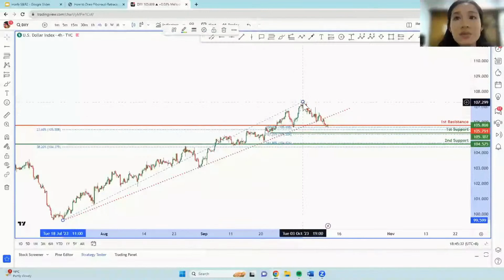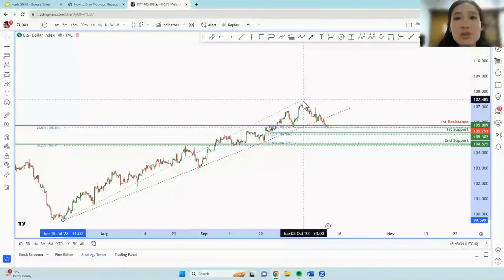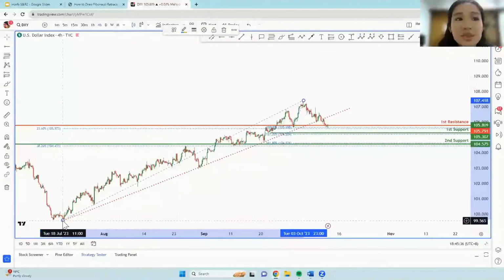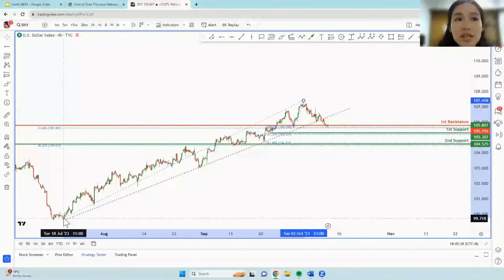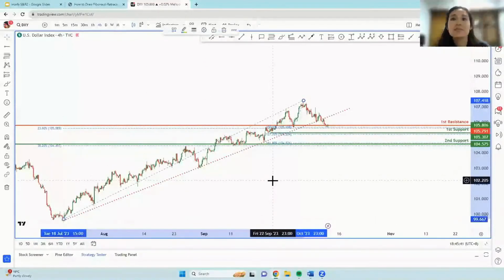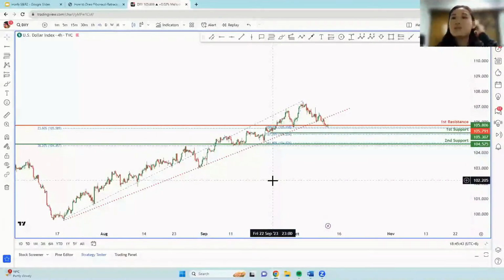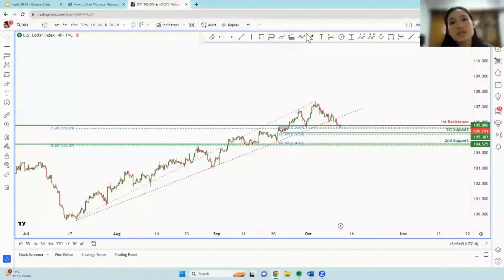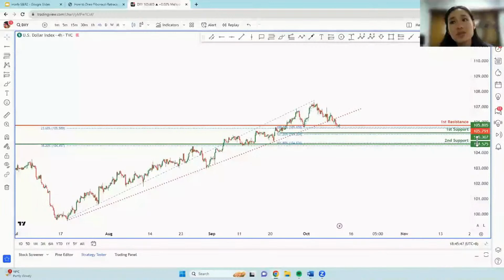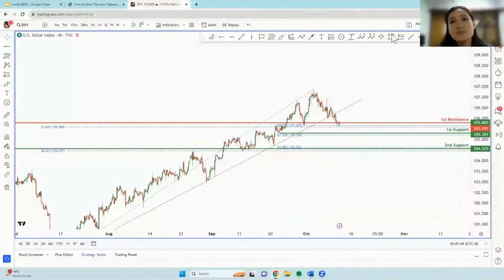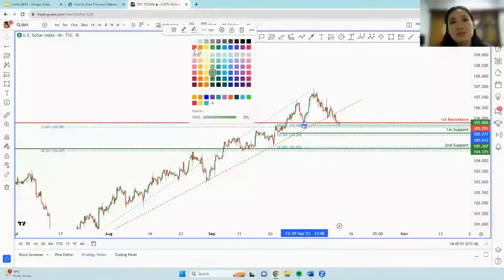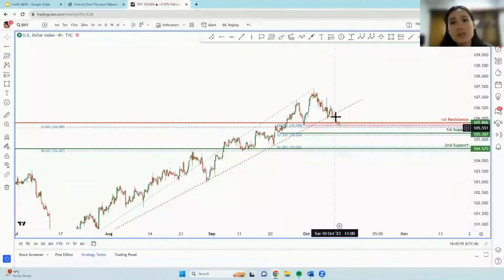I have a 38.2 and 23.6 level that both line up nicely. So we already have this confluence area here, which is why we are seeing so much resistance here at this level.